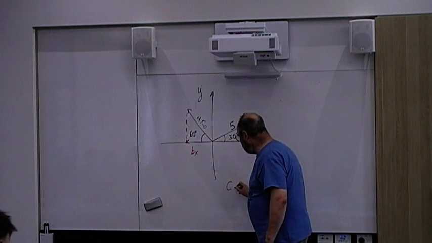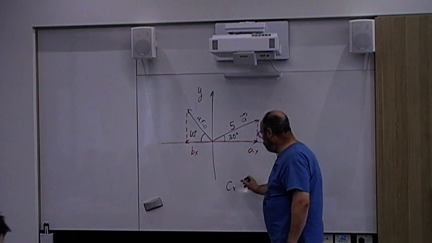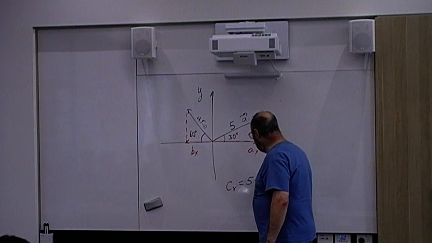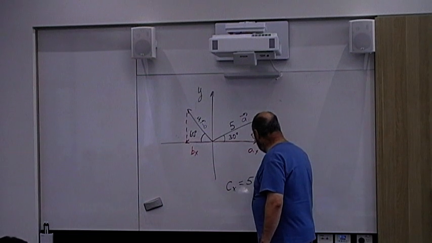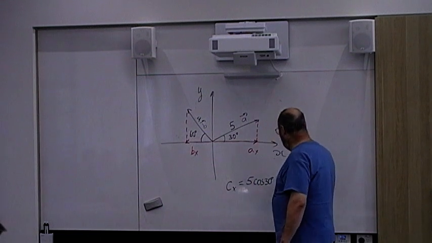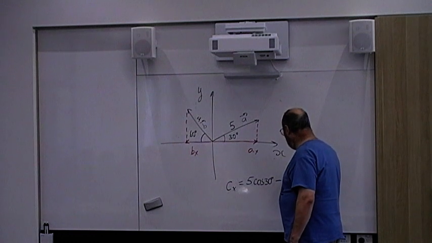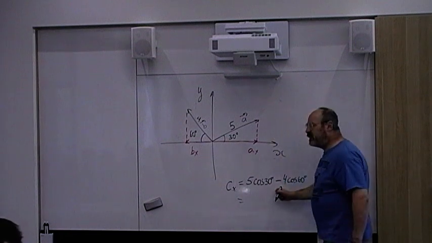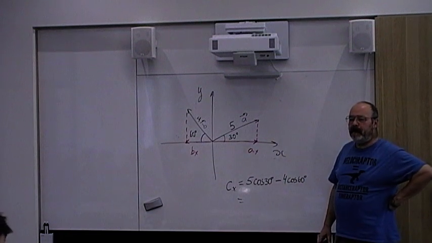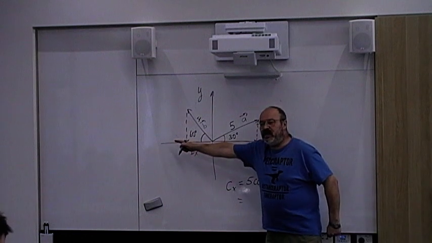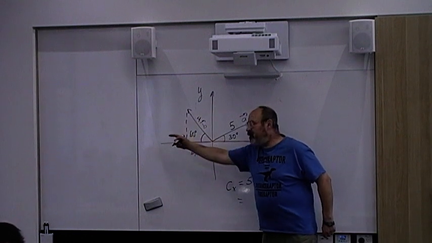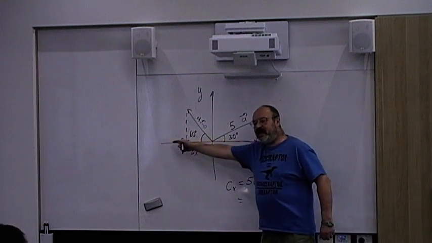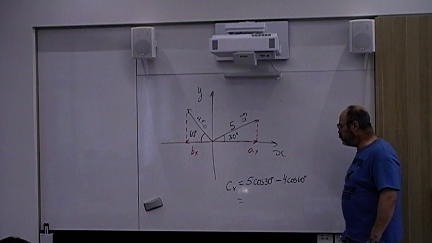So CX, where C is the result of addition, will be 5 times cos 30 degrees minus 4 times cos 60 degrees. Does it make sense why it's minus? In which direction is vector B? In the negative direction. This is in the positive, we take it with the plus. This is in the negative direction, so why do you take it with the minus?